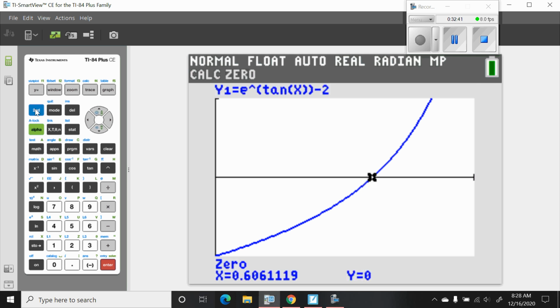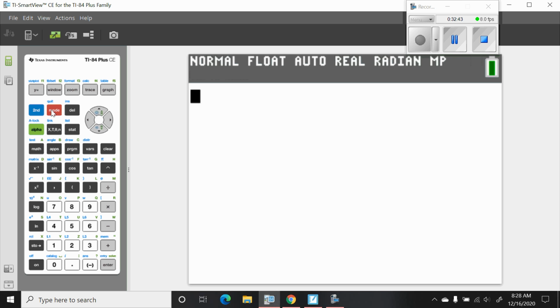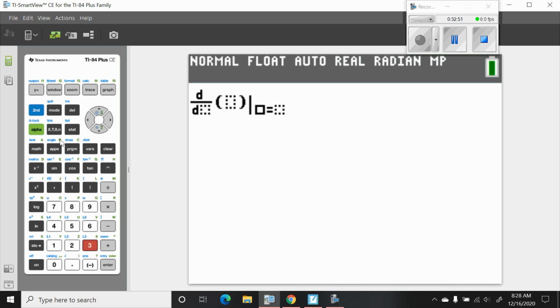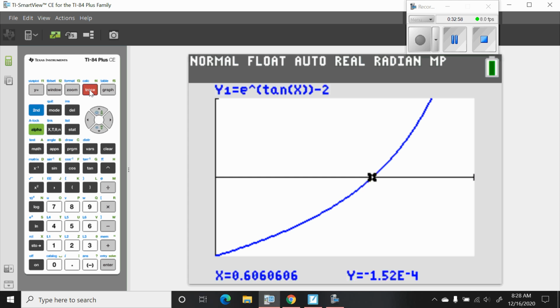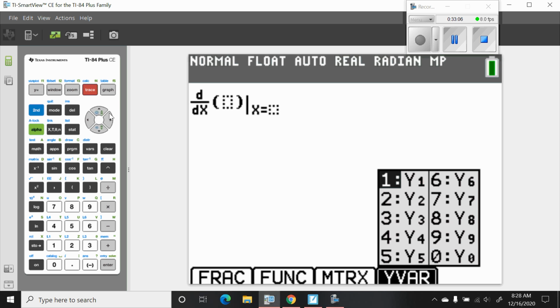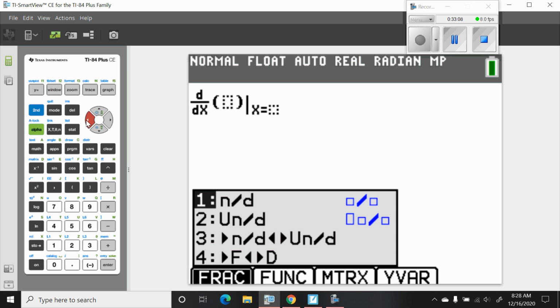So if I go to the regular screen now, and I go alpha window, and I choose nDeriv, we'll find the derivative with respect to x of our function. I can go alpha and trace. Nope. Back there. Alpha trace. There we go. Oh, rats.